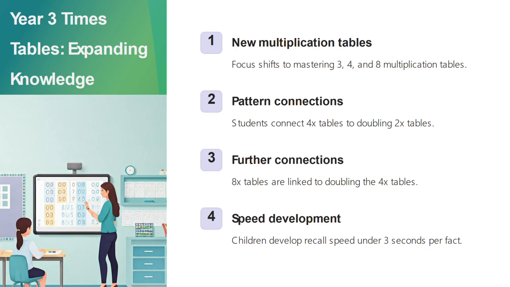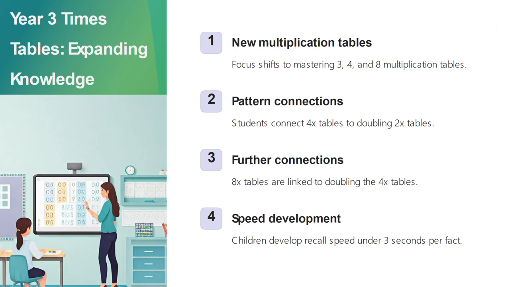So for example, 2 times 5 is 10, so 4 times 5 is 20. And the 8 times tables is introduced as double the 4 times tables. This helps children to use known facts to learn new ones more effectively. The key goal in Year 3 is for children to begin to develop quick and accurate recall of multiplication facts, aiming for a response time of under 6 seconds per question.